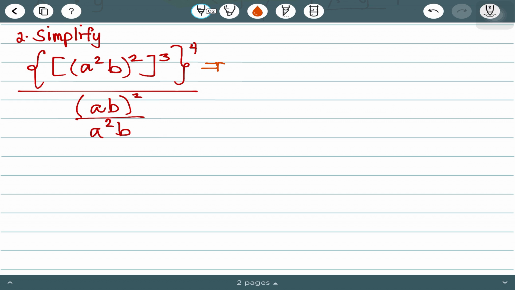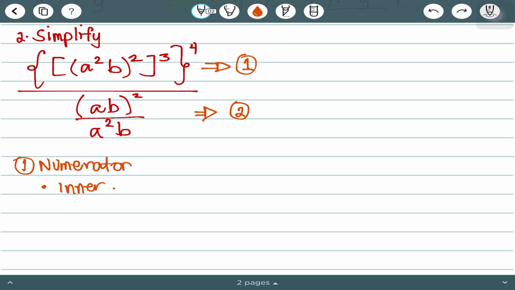Number 2, simplify a squared b, quantity squared, quantity cubed, quantity to the 4th power, all over the quantity of a b squared over a squared b. Again, we will have to investigate the numerator and the denominator separately. For the numerator, we can simplify it from inner to outer. Rewriting from the inner, we have the quantity of a squared b squared.